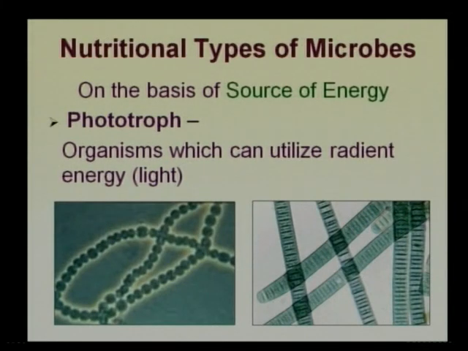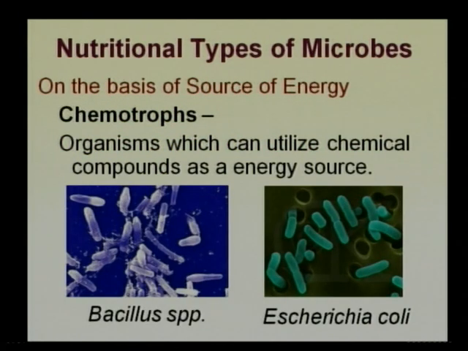Now, on the basis of energy requirement, we can classify organisms. The first type is called phototrophs. Phototrophs are organisms which can utilize radiant energy in the form of solar radiation. These organisms possess a photosystem which has the capacity to absorb photon energy and convert it into chemical energy. An excellent example is the cyanobacteria, projected in front of you. Different cyanobacteria varieties utilize light energy and grow.